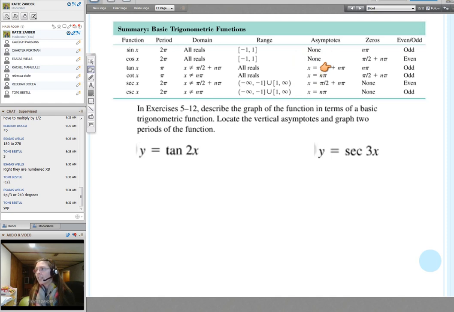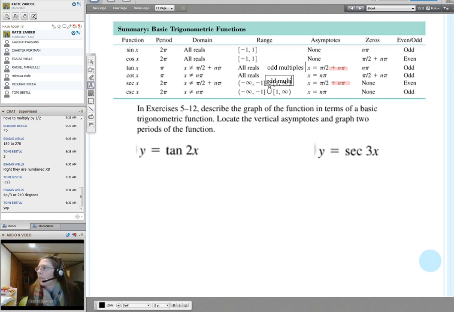What you're going to look at is if there's a plus n pi at the end. If you have a plus n pi at the end, that's indicating odd multiples. Right? So only tangent and secant will have odd multiples. Everything else will just be multiples of the pi there.